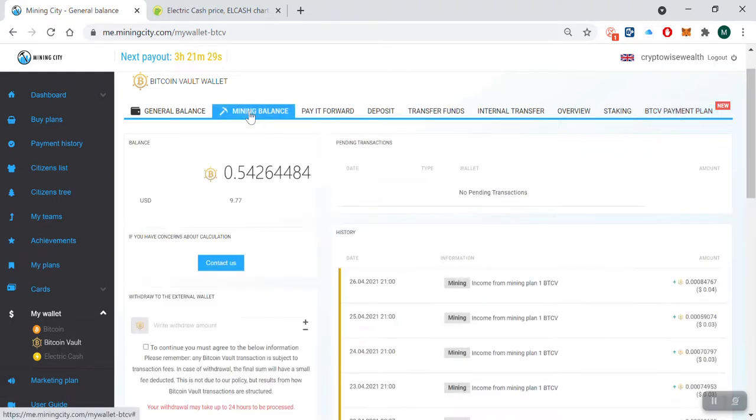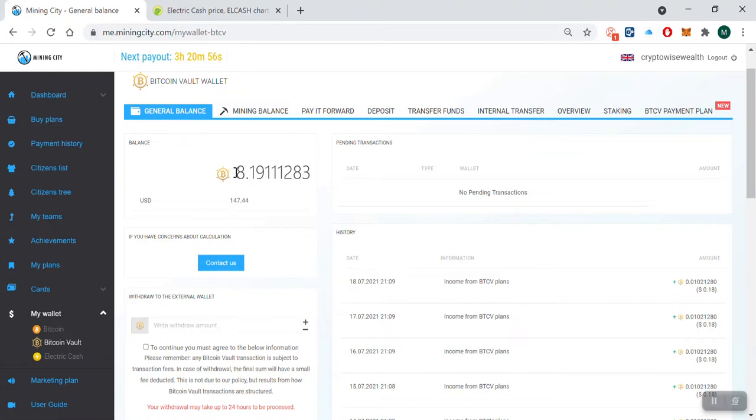If I go to mining balance, you will see that my mining stopped on the 26th of April. That is when I did the conversion. But there is still a mining balance here, right? Because I have not moved my mined coins into general balance. When I want to withdraw, I can move my mined coins to general balance. So currently what I've got in Bitcoin Vault, I will see in the mining balance, which is about half a Bitcoin Vault, and I'll go into general balance and I will see the rest of my Bitcoin Vault coins.